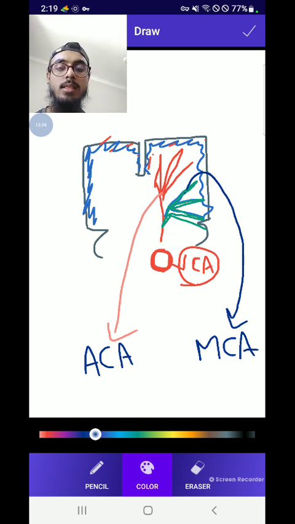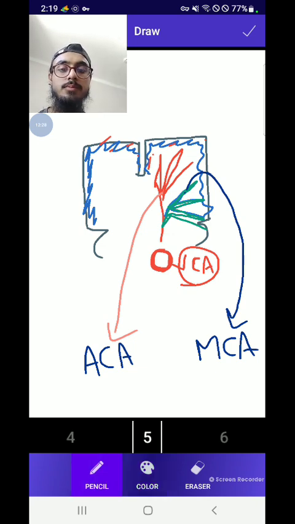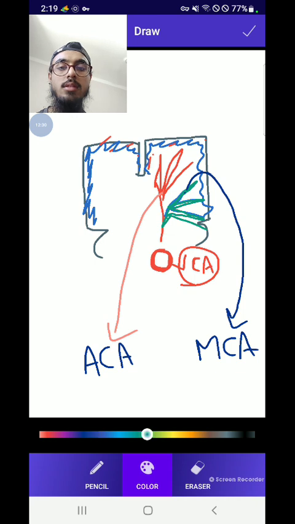What is the importance of these arteries? Guys, you know, in stroke there is a blockage in the arteries. The arteries which supply this area are damaged. When there is damage to this area, what clinical symptoms appear in the patients?